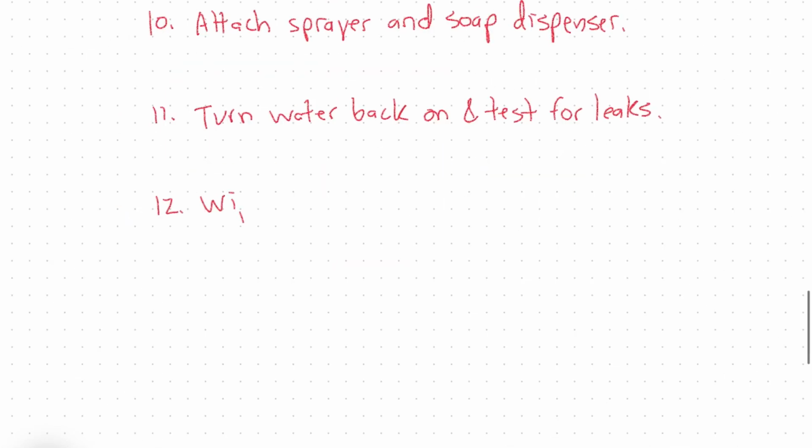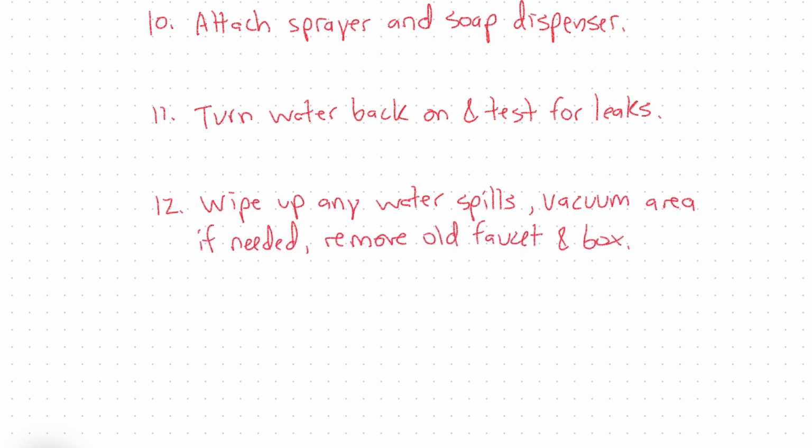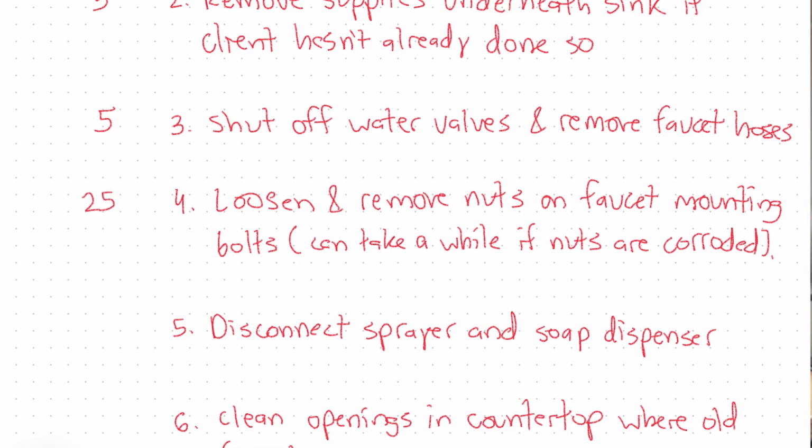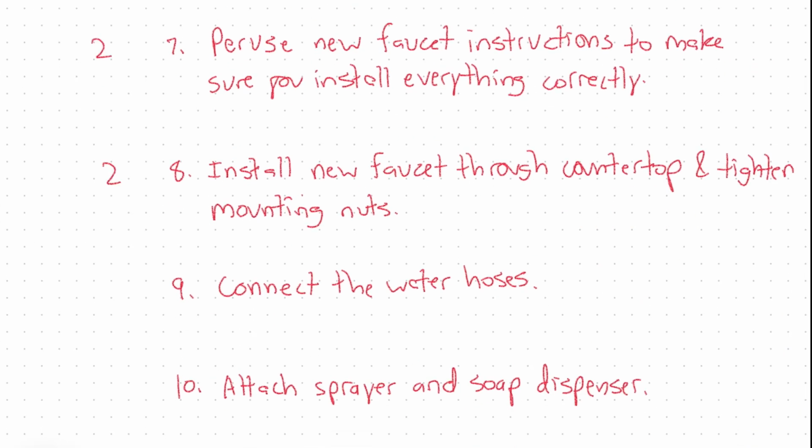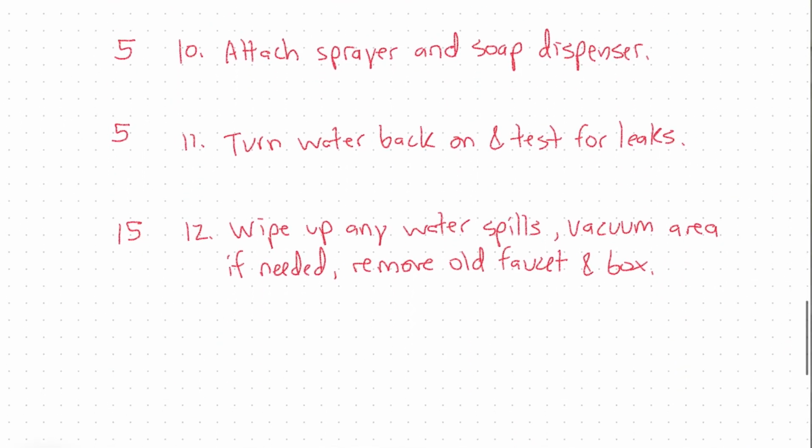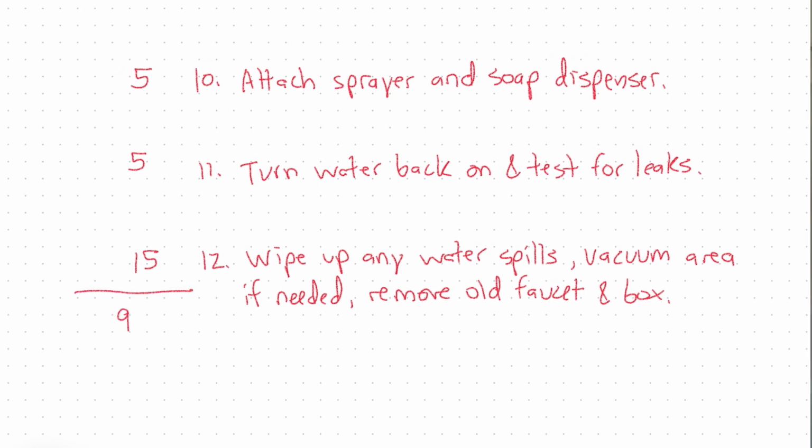And then finally, cleanup. You want to wipe up any spills, vacuum any debris if you need to, and remove any boxes and the old faucet. Assign how many minutes you think it'll take you to complete them. So get the total number of minutes and divide by 60 to put it into hours.